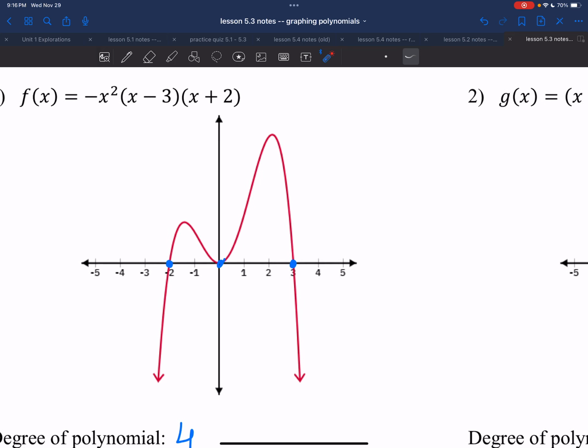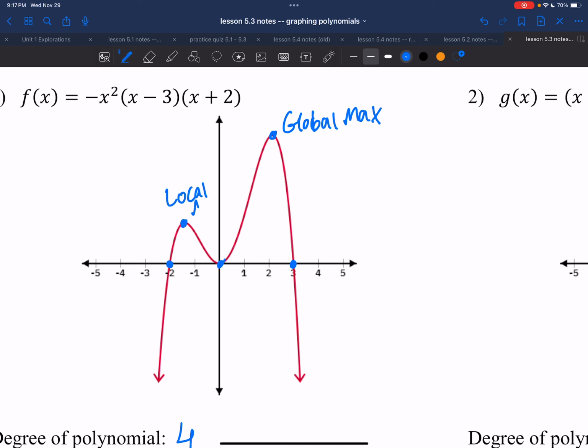Minima and maxima, so you don't need to find the points. This is the global max because it is the highest point. This is a local max because while it's not the highest point, it is locally the highest within a specific region. This sort of trough down here shows me a local min. And because the arrows point down, there is no global minimum. Right? You'll see, oh, right, it goes down and down and down forever. There will be no global minimum.